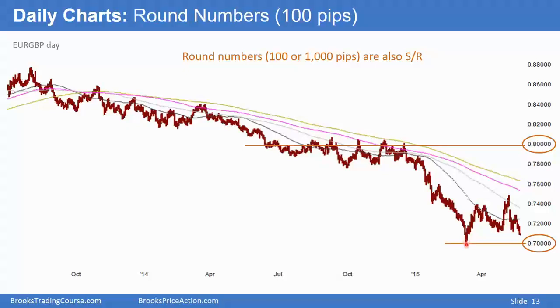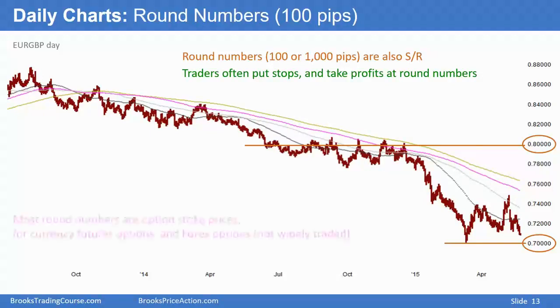Bears took profits here. Bulls bought at the big round number, betting that the bears would take profits and we would get at least a small bounce. Multiples of 100 pips, multiples of 1,000 pips, support and resistance. Traders often put stops just beyond the big round numbers, and they also take profits at the big round numbers as well.